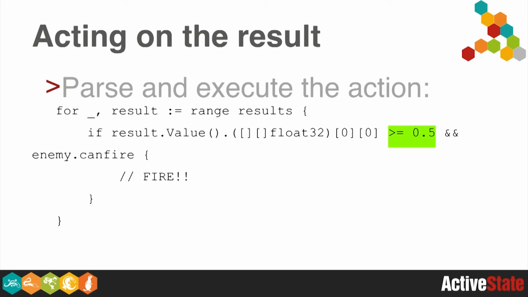The results are returned as an array, but we only had one result, which is basically just a float. And so what we do is we have a boundary where we say, if it's less than a half, don't shoot. If it's more than a half, shoot. And that's their entire brain.